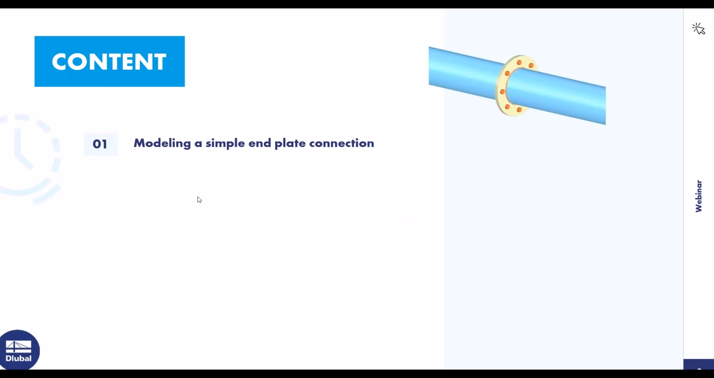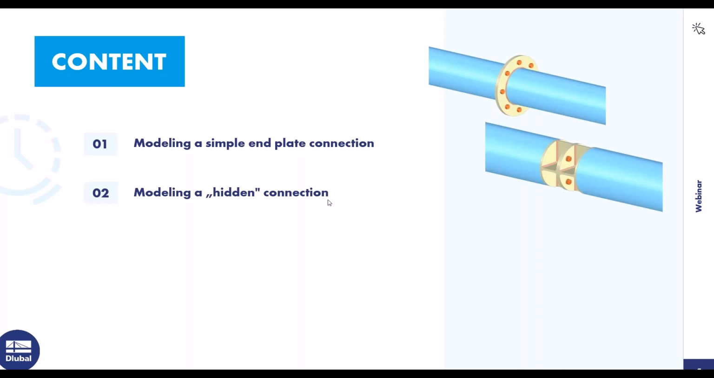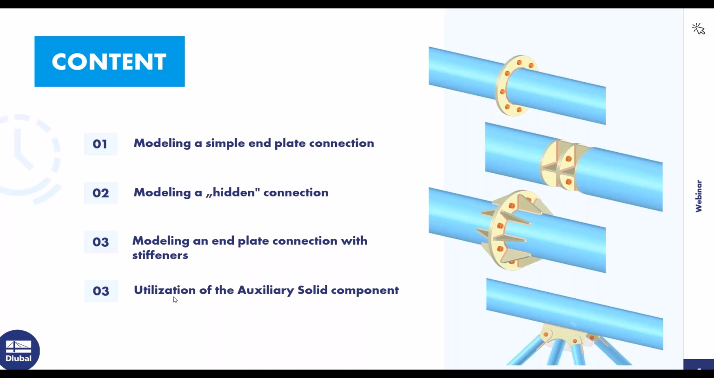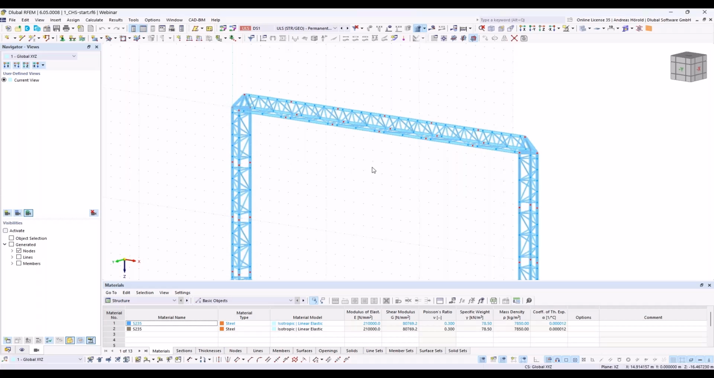Then we come to the agenda today. At first, I will model a simple end plate connection that you can see on the right side. Then I continue with a hidden connection. Then an end plate connection with stiffeners. And I will utilize the auxiliary solid component. That's quite new, and I would like to show you how you can handle this component and what it is for.